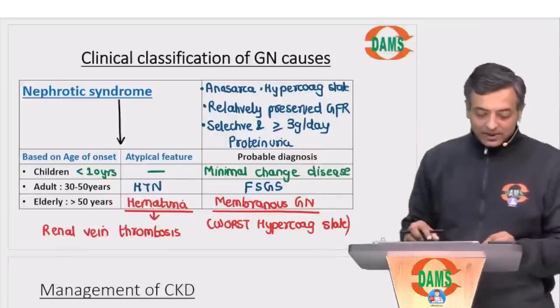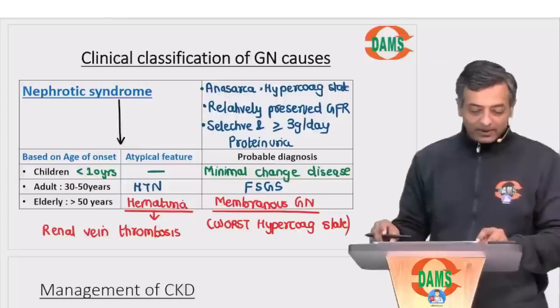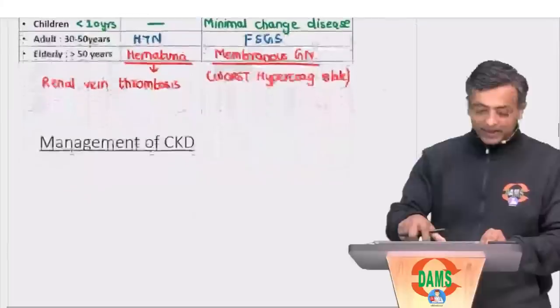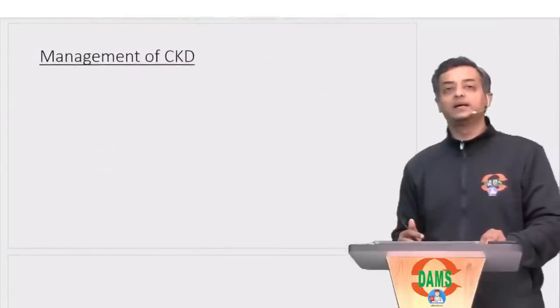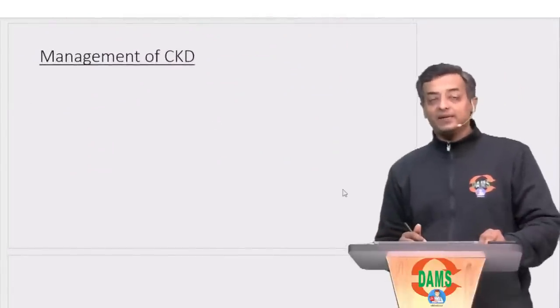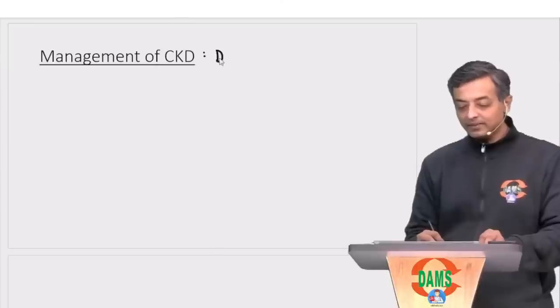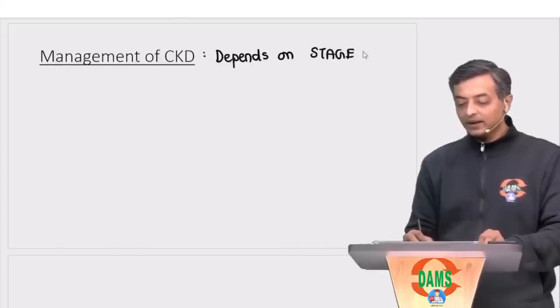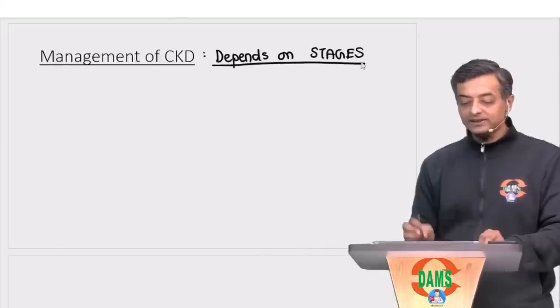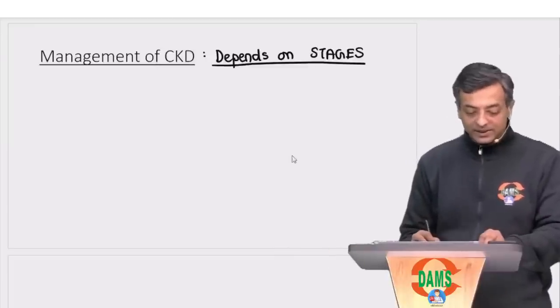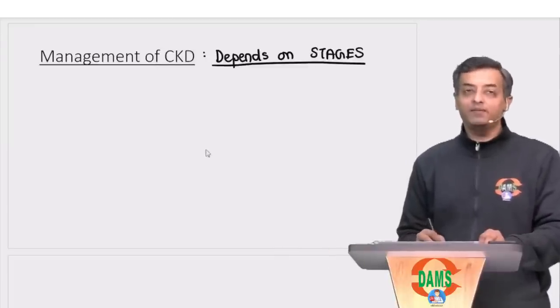Next question. So acute is done. Beyond the acute, we go on to the next one, that is management of CKD. In AKI, focus was on cause. But in the CKD, the management mainly depends on the stage of CKD. That's what we want to know.